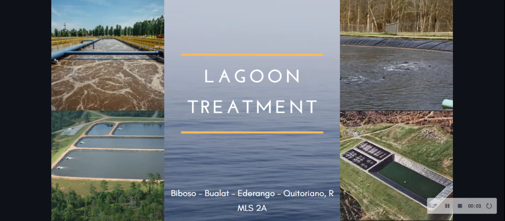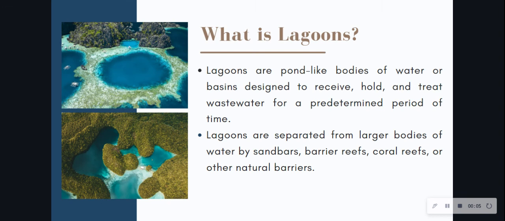Lagoon treatment. What are lagoons? So lagoons are pond-like bodies of water or basins designed to receive, hold, and treat wastewater for a predetermined period of time. If necessary, they are lined with materials such as clay or an artificial liner to prevent leaks to the groundwater below. Lagoons are separated from larger bodies of water by sandbars, barrier reefs, coral reefs, or other natural barriers.